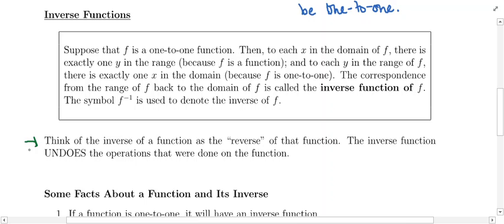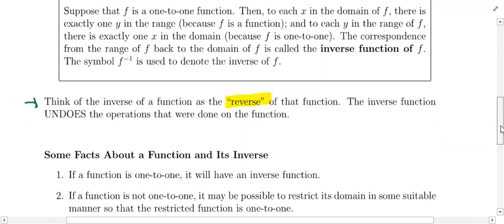It says think of the inverse of a function as the reverse of that function. The inverse function undoes the operations that were done on the function. Okay, so again, you want to think of it as the reverse. It is undoing the original function.